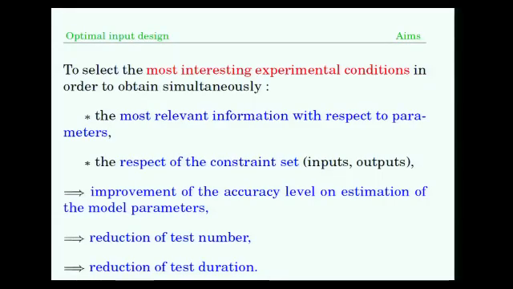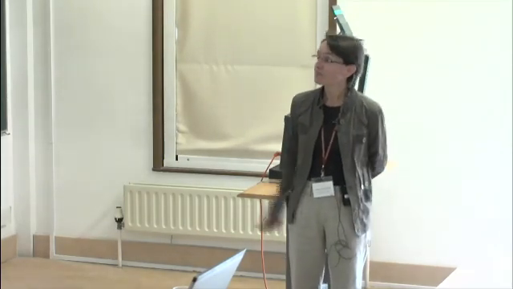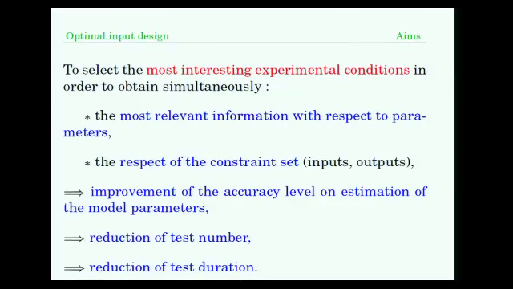Thus, the optimal input design for me consists in selecting the most interesting experimental conditions in order to obtain simultaneously the most relevant information with respect to parameters and the respects of the constraint set, the set on inputs and outputs. The aims are, the first here, to have an improvement of the accuracy level on estimation of the model parameters, and sometimes we would like to reduce the test number and we would like to reduce the test duration. In the presented work, I don't consider these 2 points.